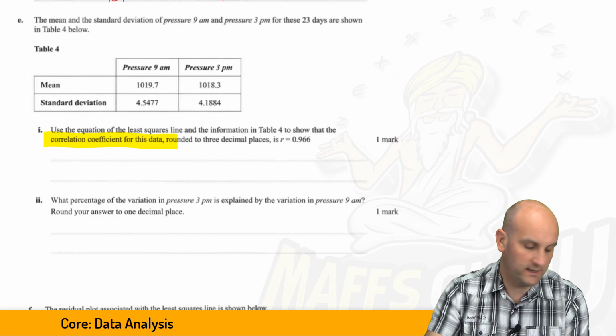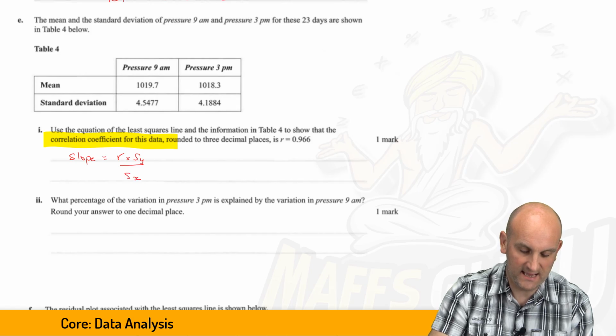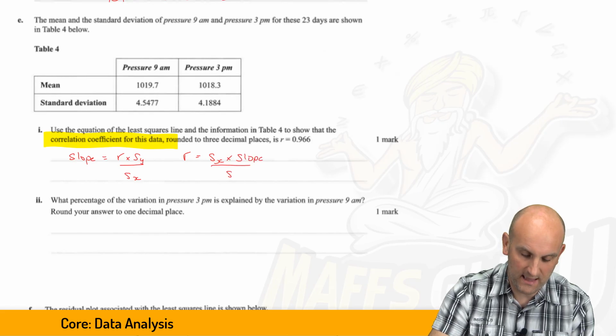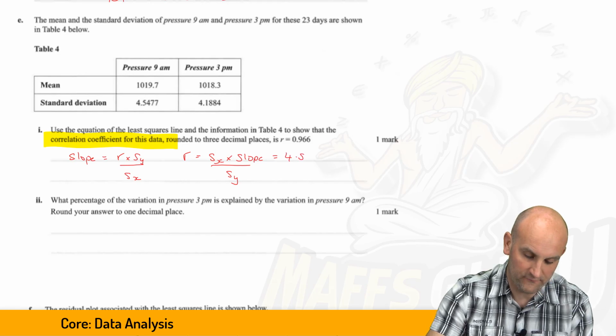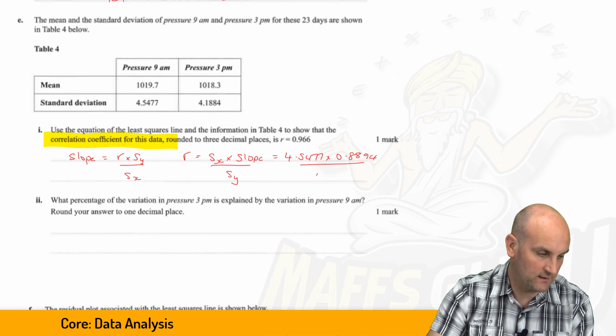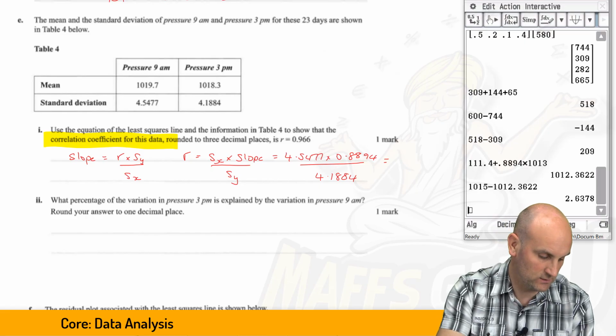So in this situation, I know that the slope is equal to r times s of y divided by s of x, in which case I want that r is equal to s of x times the slope divided by s of y. So putting those values in, I get 4.5477 multiplied by 0.8894, all divided by 4.1884. And when I put that all into my calculator, let's just check that it does get what it says it's going to get.